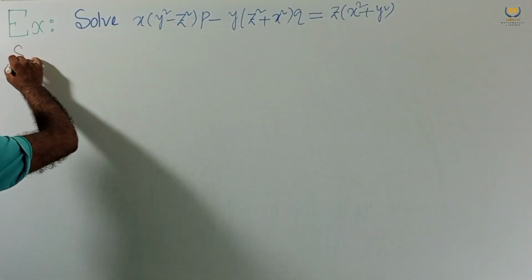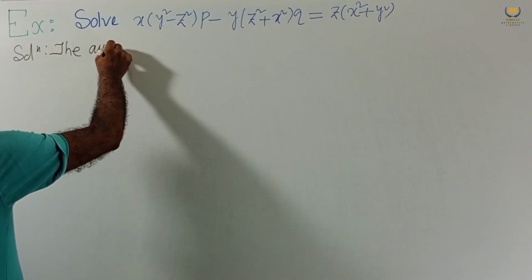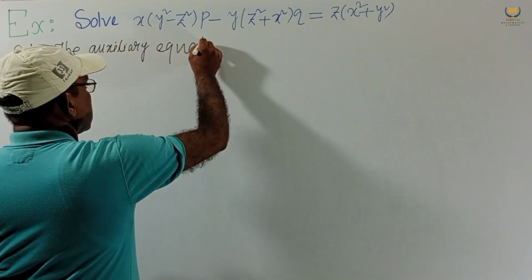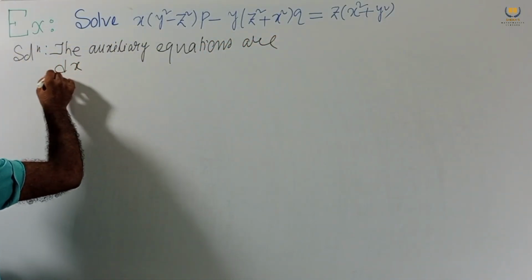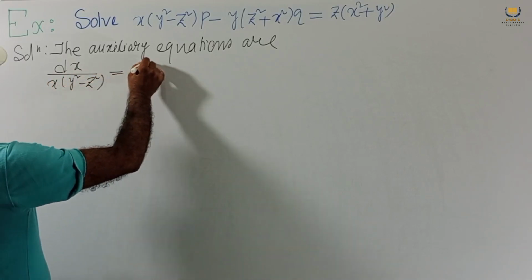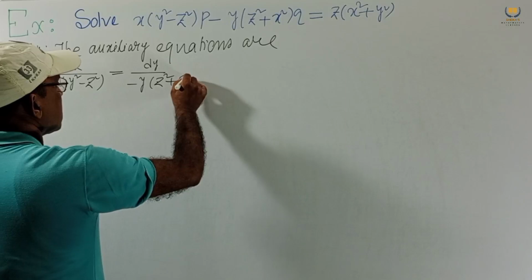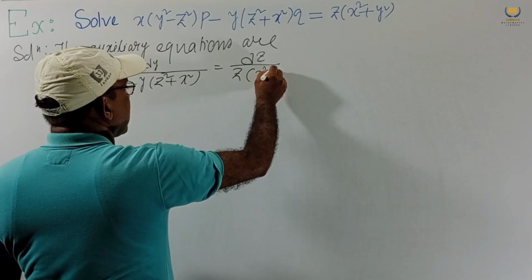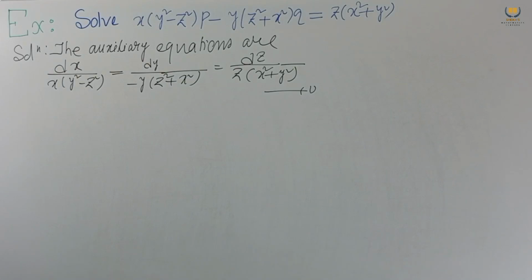So we want to write the auxiliary equations. The auxiliary equations are dx by x into (y square minus z square), dy by minus y into (z square plus x square), and dz by z into (x square plus y square). This is number 1. This is our auxiliary equation.